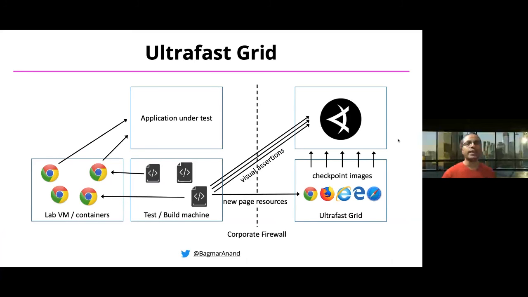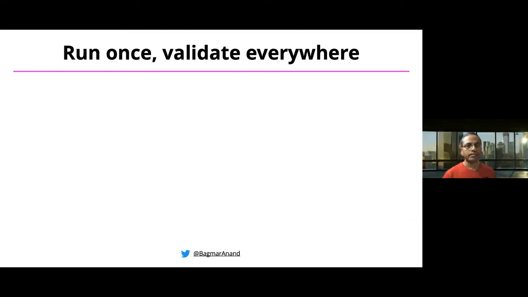The same approach will work every time you do eyes.check window: render it in the ultra-fast grid in that browser and viewport size, do the validations and get the results back. So what this means is it covers all the environments at the speed of running a single test, and that is very, very powerful.